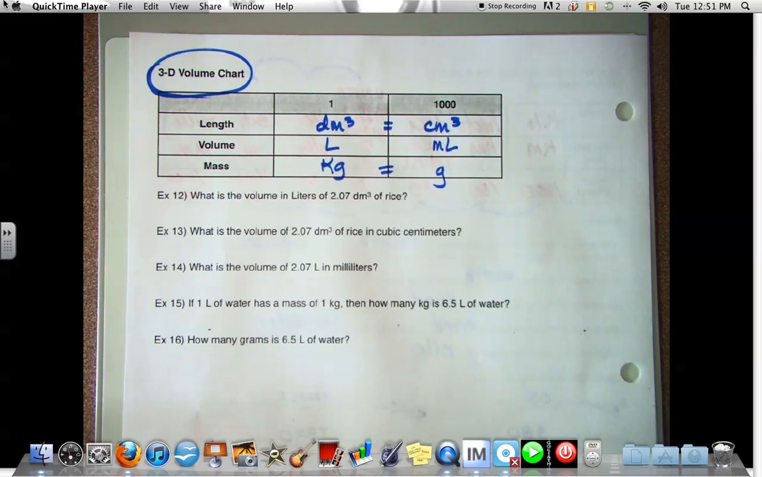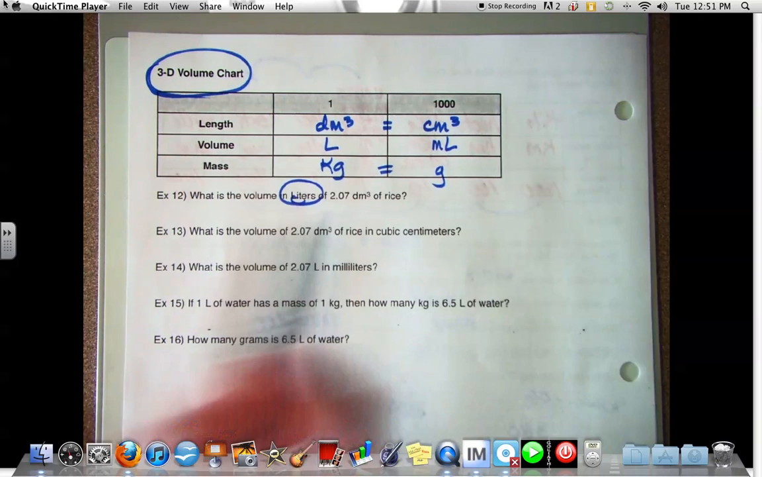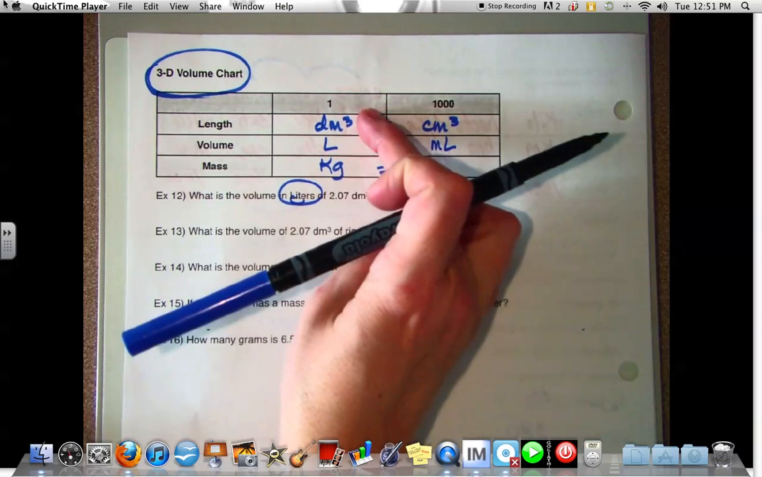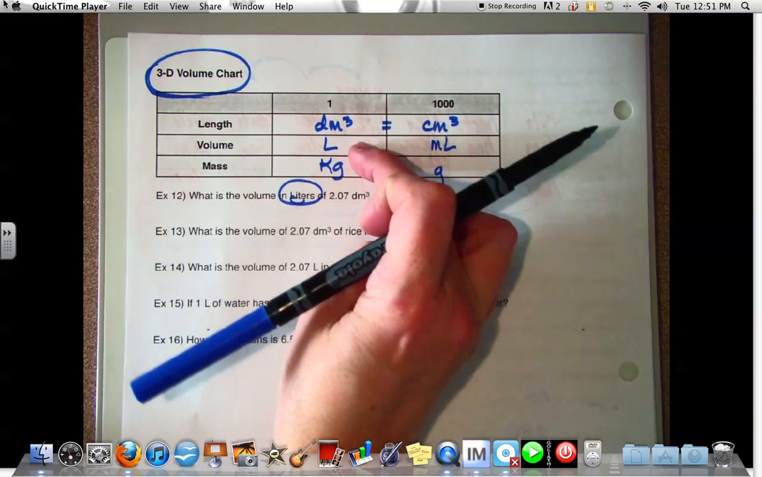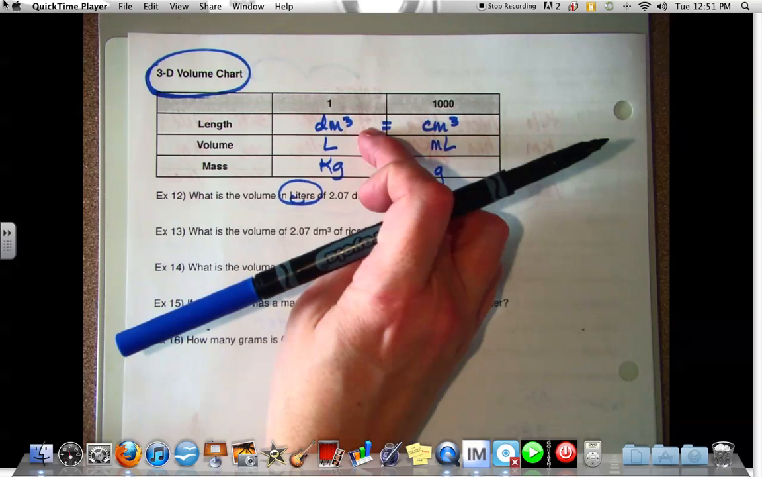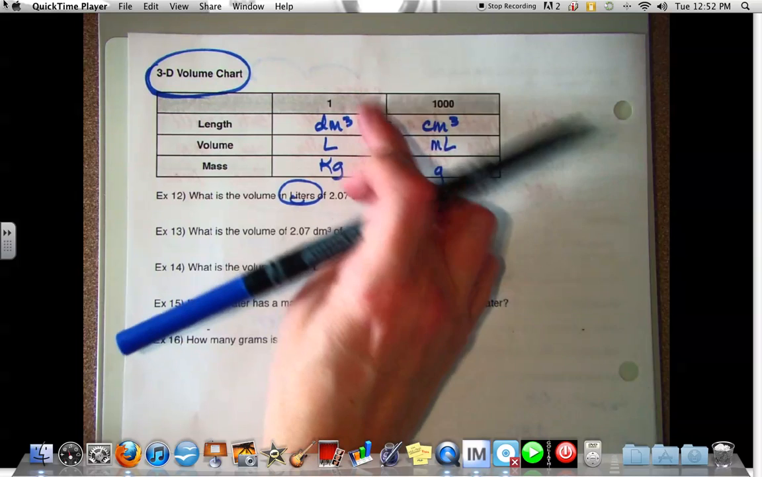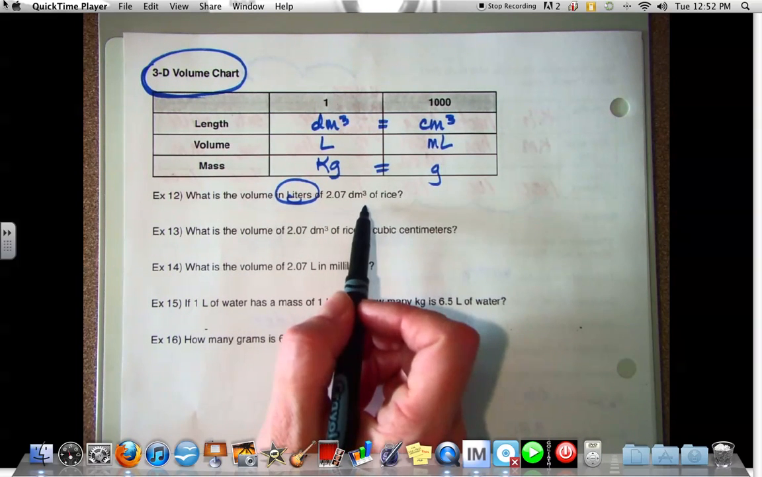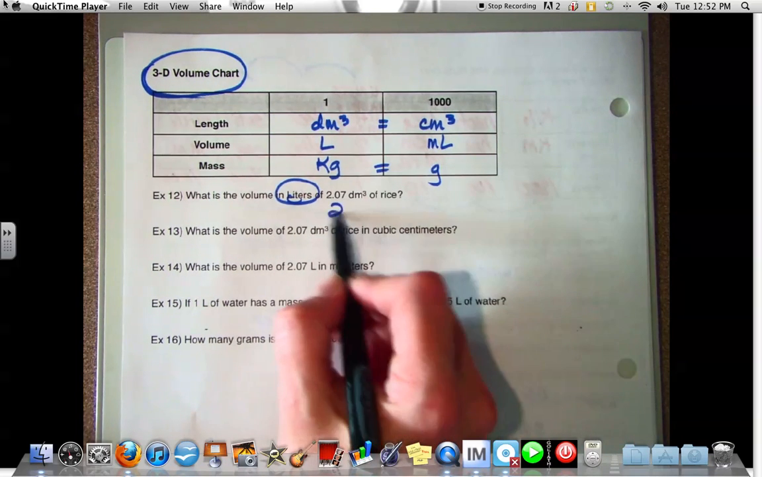So we have several measurements that are equivalent to each other. Example 12, what is the volume in liters of 2.07 cubic decimeters of rice? So we have cubic decimeters and we want to know liters. What's the relationship between these two? What did I just say? They're the same. So 2.07 cubic decimeters of rice would equal how many liters? 2.07 liters.